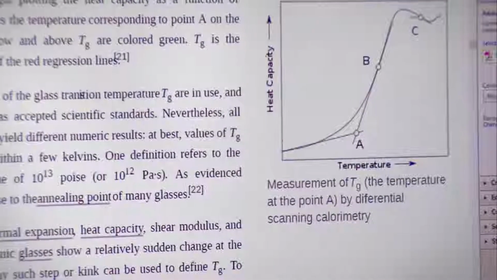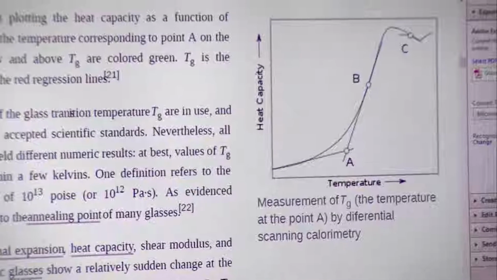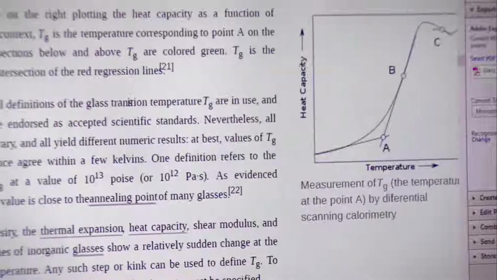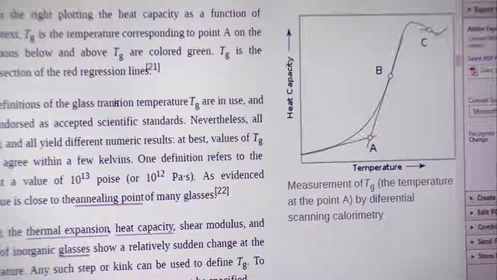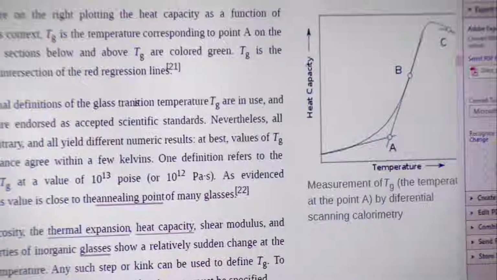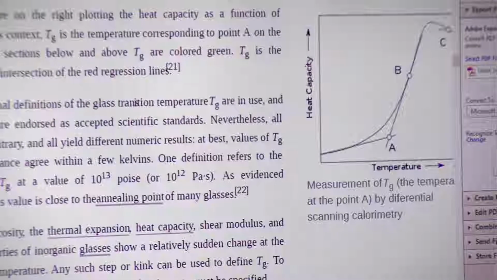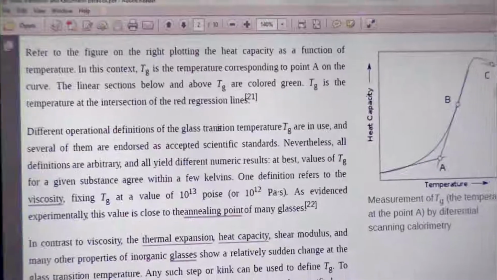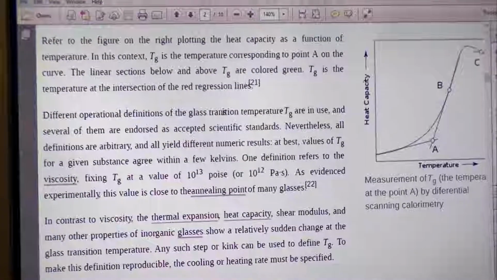I will also give you this portion to read amongst yourself, discuss among yourself. So, this is the Cp curve, sorry, and from this I have to determine the glass transition temperature. How would I do that? So, you are welcome to read this and explain to me how you would do this experiment.